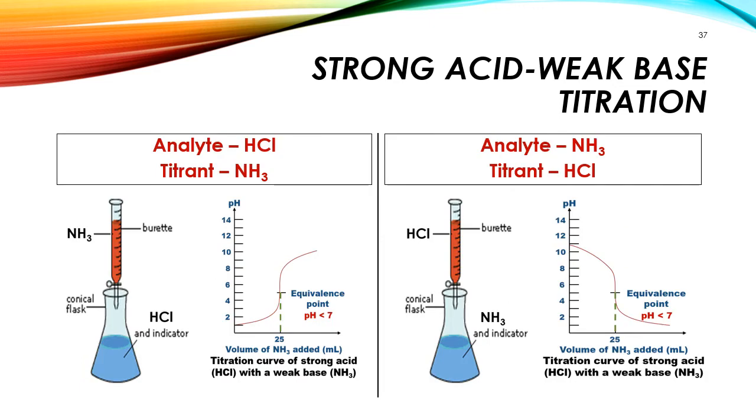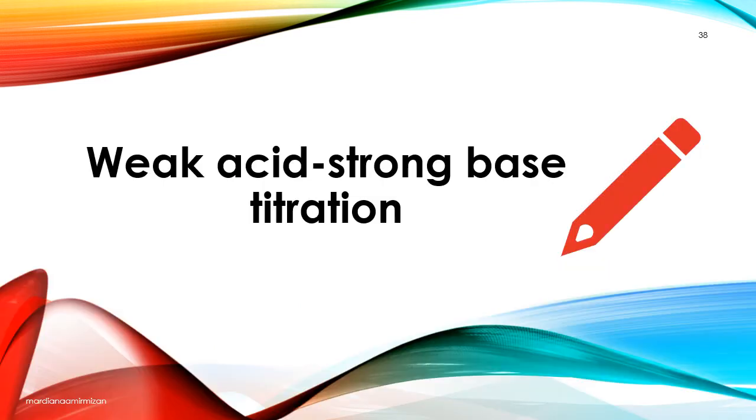To sketch a titration curve, we have to consider the type of analyte and the titrant used in the reaction. The pH that has been plotted in the graph refers to the pH of the analyte used during the titrations. The shape of the titration curve depends on the pH change of the analyte used in the reaction. Now, let's discuss the weak acid and strong base titrations.